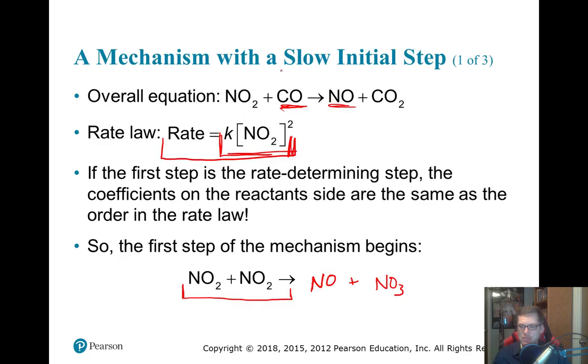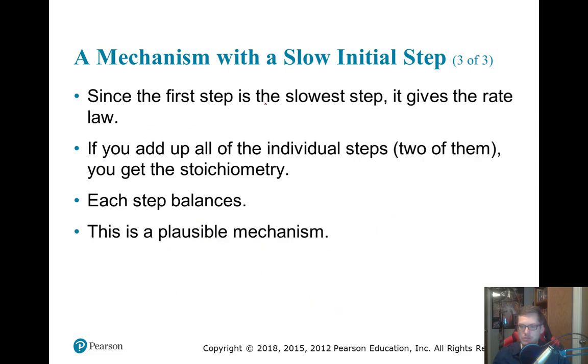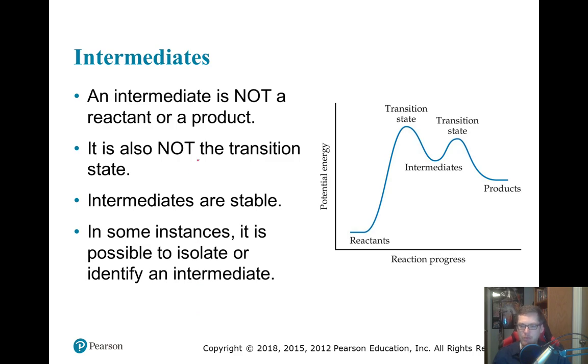So we made this same overall equation when we added up all our individual steps. Okay. So since the first law is the slow step, it matches the rate law, so we're good there. And if you add up all the individual steps, you get the stoichiometry. Each step balances, and therefore this would be a plausible mechanism. Okay. Now, how would we determine whether or not we have a plausible mechanism?